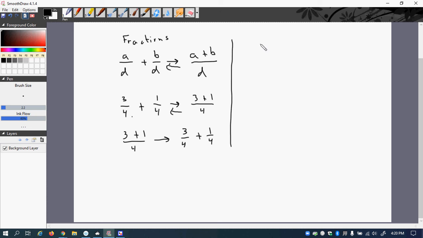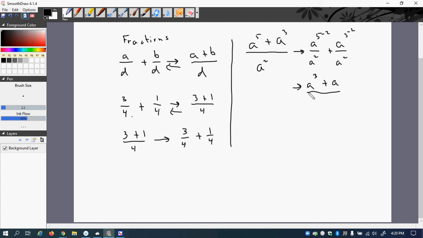Let's say you have a to the 5th plus a to the 3rd, and that's all divided by a to the 2nd. We can break that up into two separate fractions, a to the 5th over a to the 2nd plus a to the 3rd over a to the 2nd. And then we could simplify individual fractions because I can take the 2 and subtract it. So that gives me a to the 3rd. And then I could do the same thing here. I get just a. So I have a simplified version of what this complex fraction really looks like.